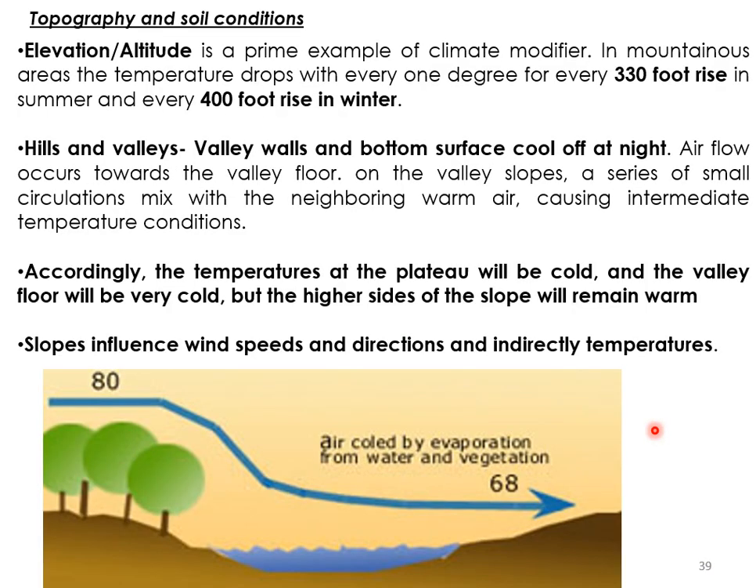better. So the next thing is the elevation and altitude, which is also a very important factor which can give us a better microclimatic condition. In hills and valleys, of course the climatic condition will vary, and the diurnal variations also will be very high. So during the daytime and during the night time there will be various air temperature fluctuations in hills and valleys. Slopes also influence the wind speeds and directions, which can indirectly and directly affect the microclimatic conditions.